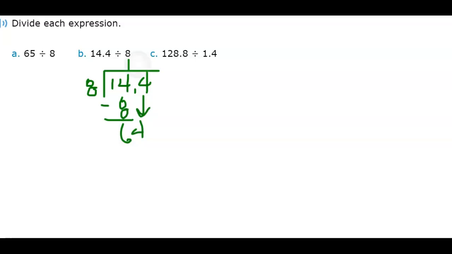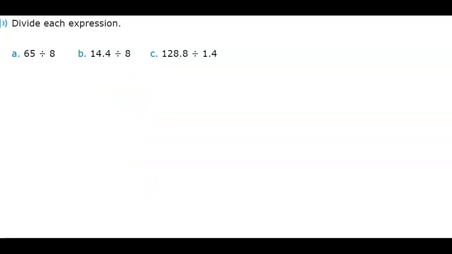Make sure we put our decimal that's already in our problem at the top there. So 8 goes into 64 8 times. 8 times 8 is 64. That's going to equal 0. We're done dividing. Now we're going to move on to C.